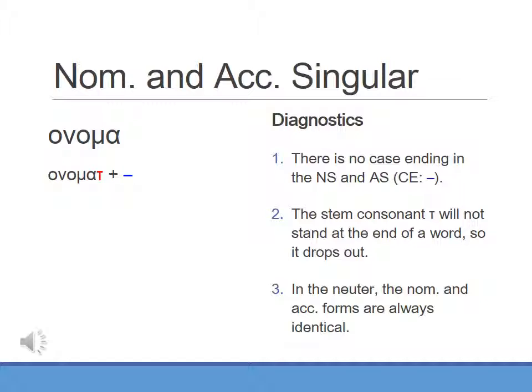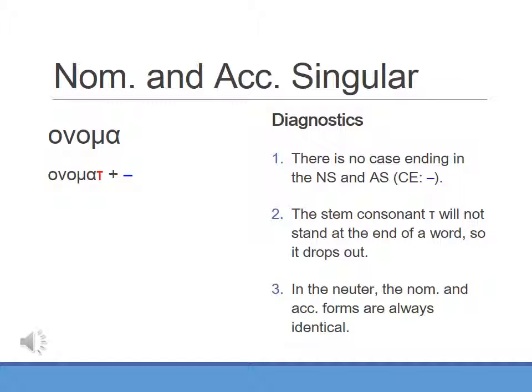There is no case ending in the nominative and accusative singular. No case ending. The noun stem ends in tau. So the noun stem is onomat. But tau will not stand at the end of a word, so it drops out. And that gives us onoma in the nominative and accusative singular.